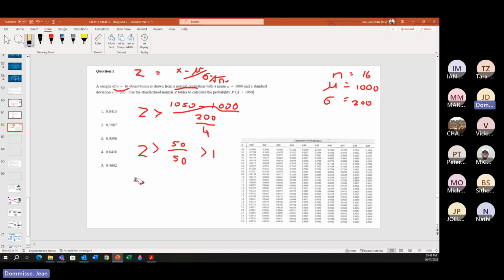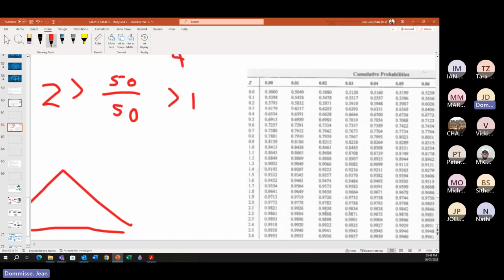Okay, so then for Z bigger than 1, what I normally first do is, let's get the graph, sort it out.